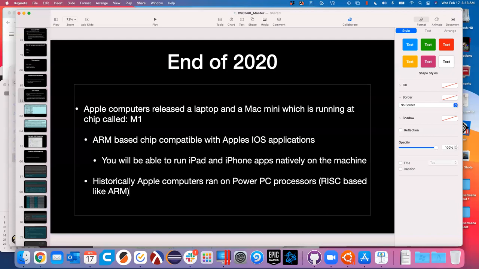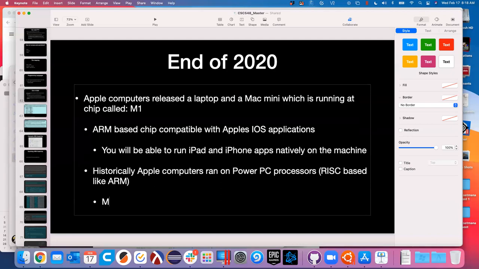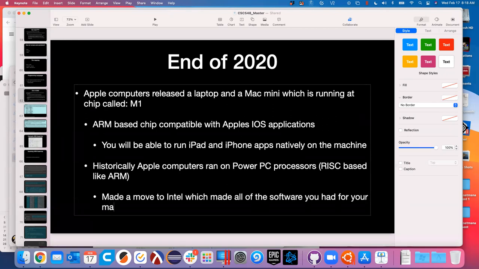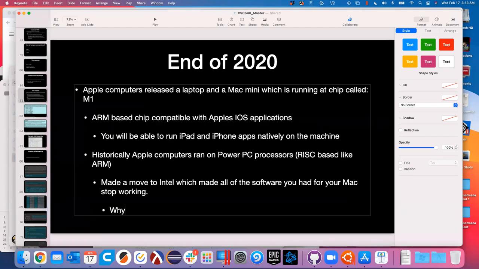So historically, Apple ran these PowerPC processors, and they made a move to Intel, which made all of the software you had for your Mac stop working. Why? This is based on what we talked about the last couple of classes. If you were running any Macintosh software, even the Mac OS, on your PowerPC-based Mac, and then all of a sudden you get a new Mac that is running Intel processors instead, all the software that you spent all this money on no longer works.